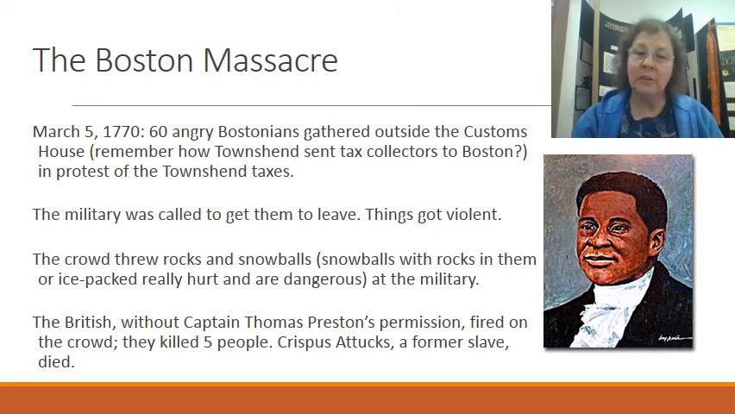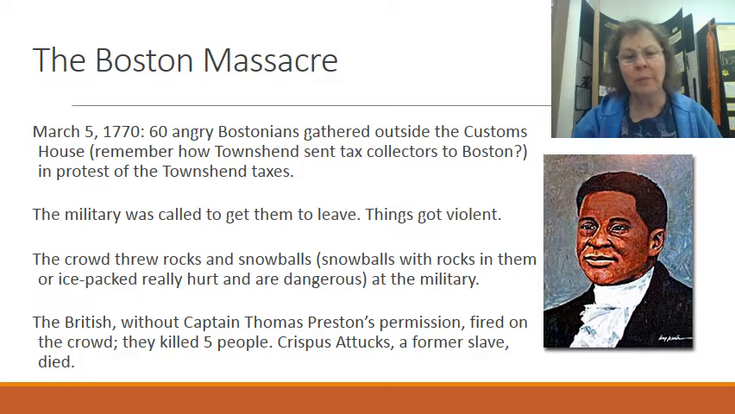If you've ever been in Massachusetts, you know it can be quite cold and snowy in March. Well, there was snow on the ground, and the crowd got mad when the military showed up, and by all accounts, the crowd started it. They threw rocks, and snowballs with rocks and ice in them hurt, and they're dangerous, at the military. The British, without Captain Thomas Preston's permission, fired on the crowd. They killed 5 people. Crispus Attucks, a former slave who had gained his freedom, died. So sadly, one of the first free African Americans in the colonies dies during the Boston Massacre.